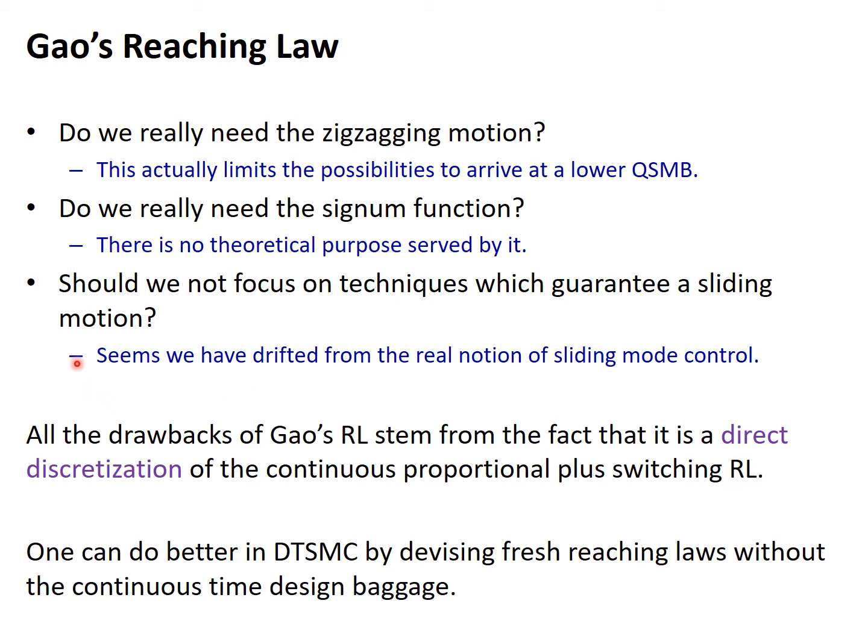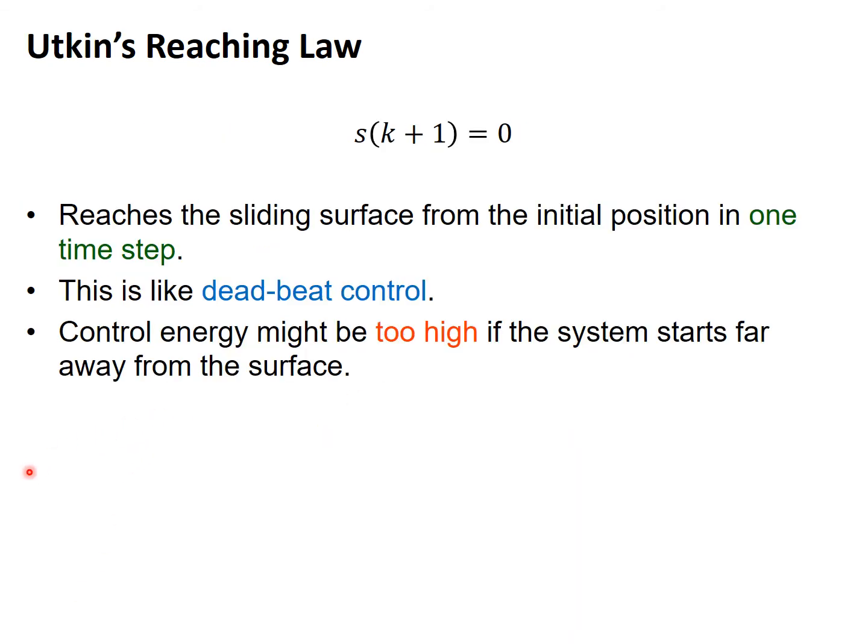So all these drawbacks which we find in Gauss reaching law stem from the fact that it is a direct discretization of the continuous proportional plus switching reaching law. If we do not do this direct discretization and devise fresh reaching laws without the continuous time design baggage, then perhaps we can do better. That is what is proposed. So let us see. The first one in that approach was Utkin's reaching law, who simply said: s(k+1) equals 0.